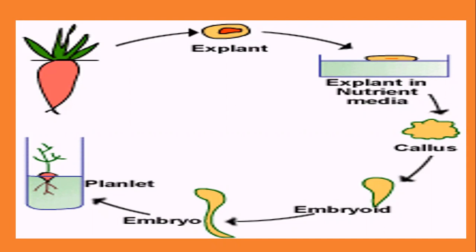This medium contains the plant hormones. Due to the presence of plant hormones, the tissue divides and forms an undifferentiated mass of cells called callus. The callus then differentiates into plantlets. These plantlets are further transferred into pots or soil to grow and attain maturity.